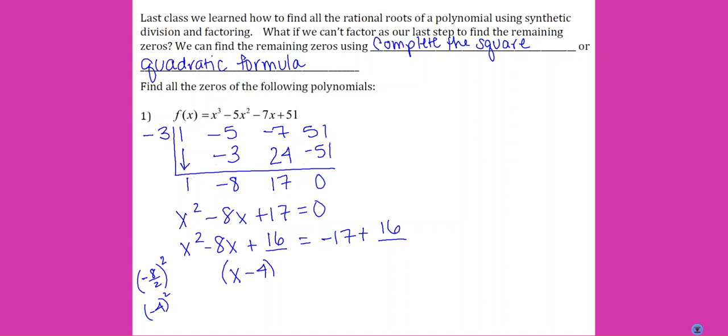I'm going to factor the left-hand side, x minus 4 squared. Simplify on the right-hand side would give me -1. Then I'll square root both sides. We get x minus 4 equals plus or minus i. And then finally, when I add 4 to both sides, I get x equals 4 plus or minus i.